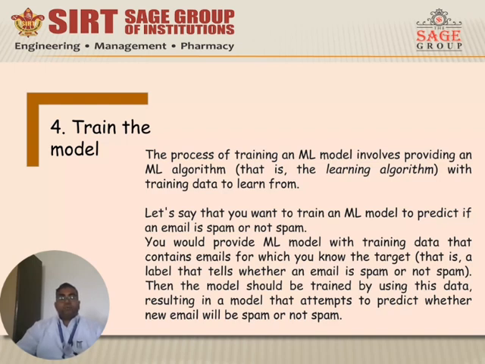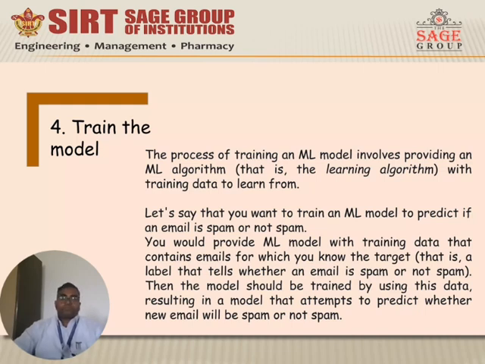It means you give multiple emails, and you have labeled that this particular email contains spam, and that particular email is not spam. This kind of labeling you have to provide. Then the model should be trained using this data, resulting in a model that attempts to predict whether a new mail is spam or not.